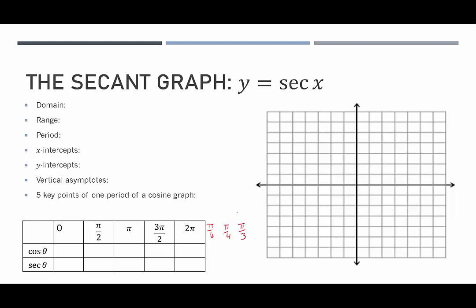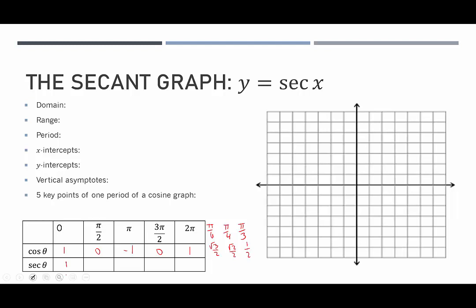So filling in our table, cosine of 0 is 1. Cosine of pi over 2 is 0. This is negative 1, 0, back to 1. Cosine of pi over 6 is root 3 over 2. Cosine of pi over 4 is root 2 over 2. And cosine of pi over 3 is 1 over 2. So secant is going to be the reciprocals of these.